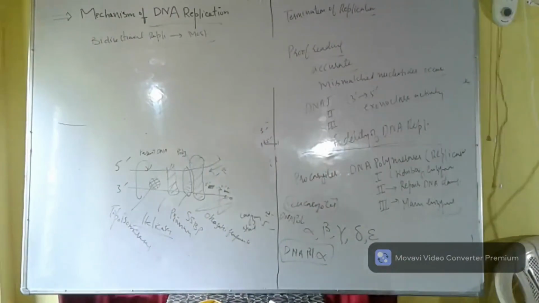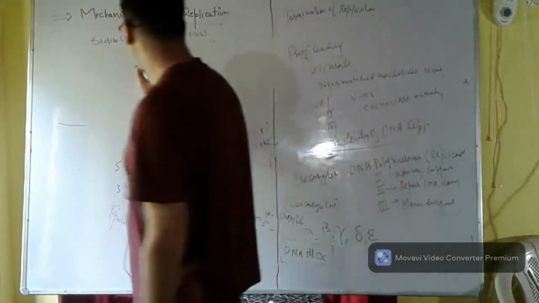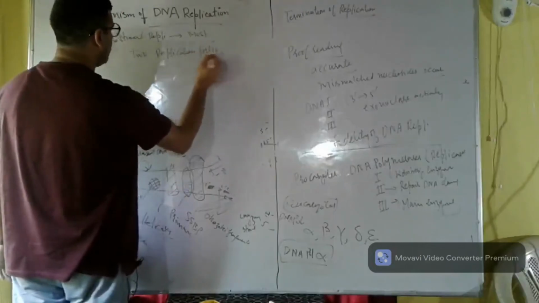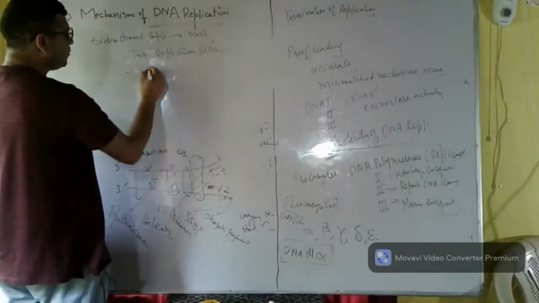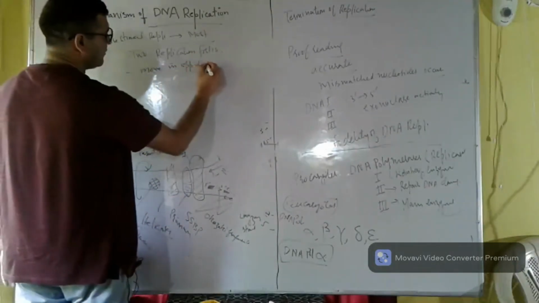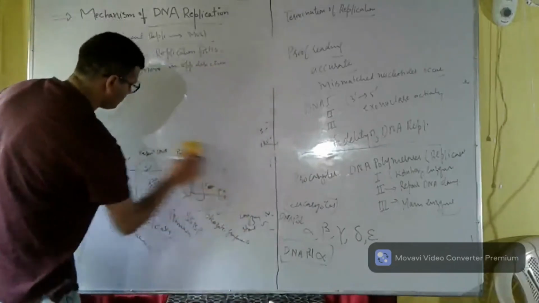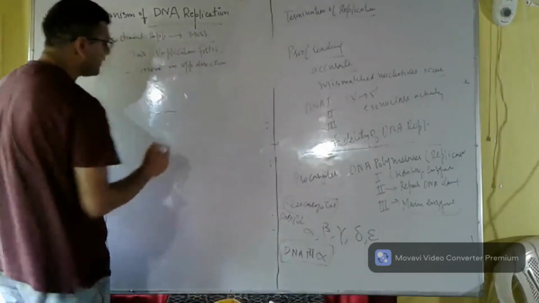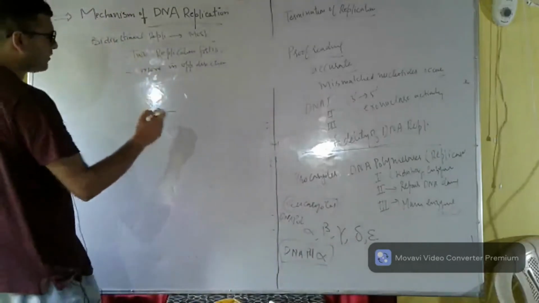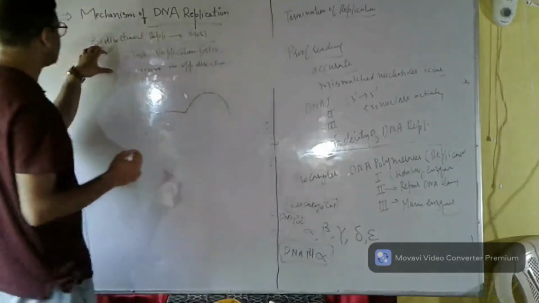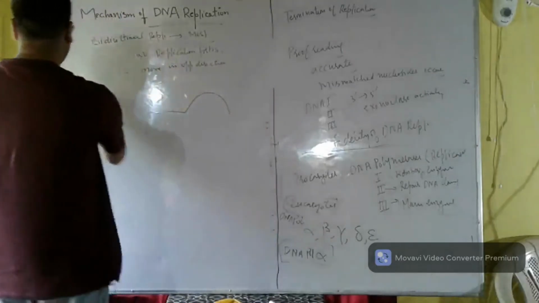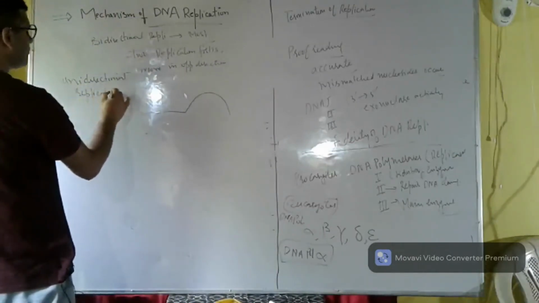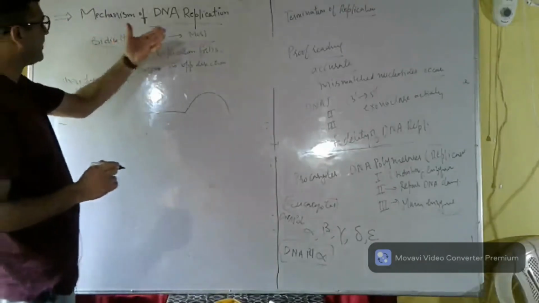Now what do we mean by bidirectional replication? In bidirectional replication, 2 replication forks are formed, and these 2 replication forks move in opposite directions. While unidirectional replication is that in which only 1 replication fork is formed. The most common type is bidirectional replication.